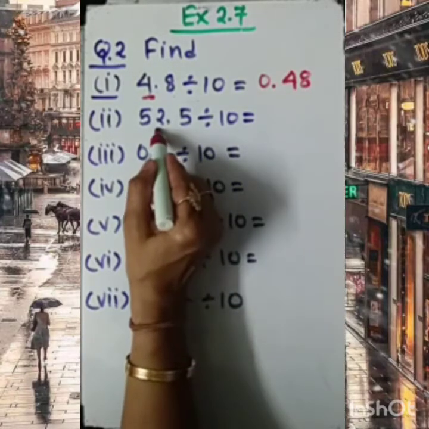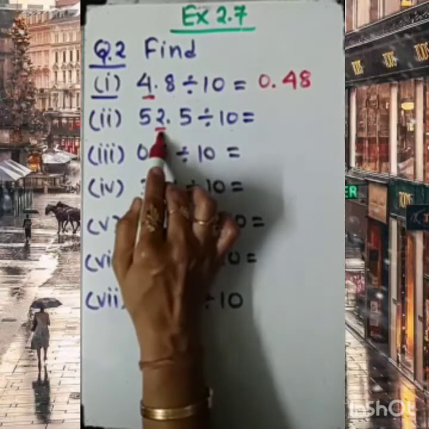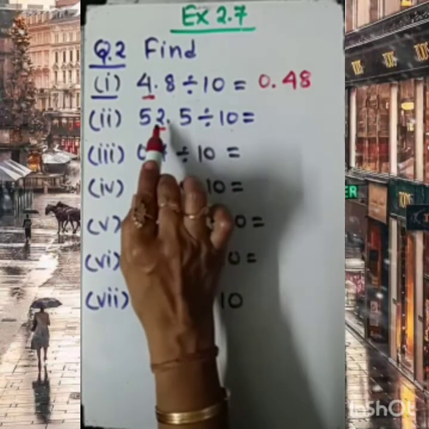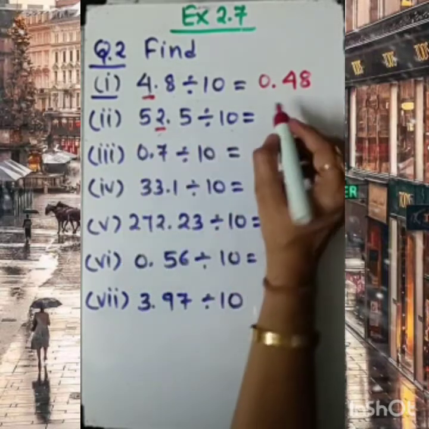Let's try to understand better through the next example. Here we need to focus on this, because again it is divided by 10, so the digit to the right side of this decimal, that we need to shift to this side. So what do we have?